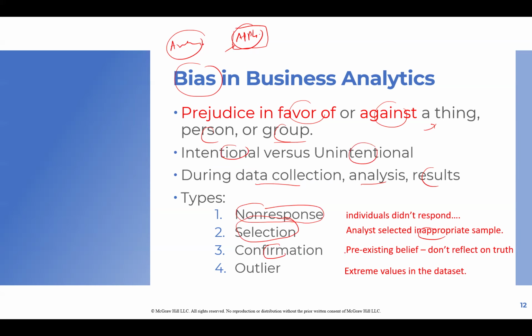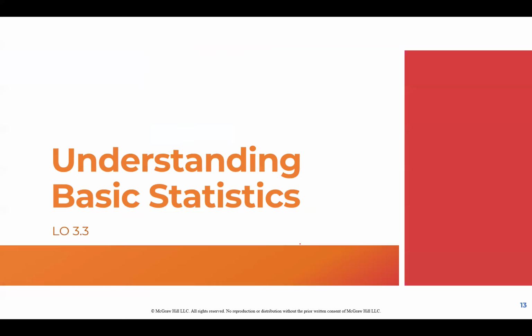Confirmation bias: we all have pre-existing beliefs. We don't want to come out of the belief, so we don't tell the truth. Even though we know, we don't confirm. Outlier means extreme values. Their behavior or characteristic is different from the regular. Now I think I'll stop at this point and post it so that you get smaller videos.